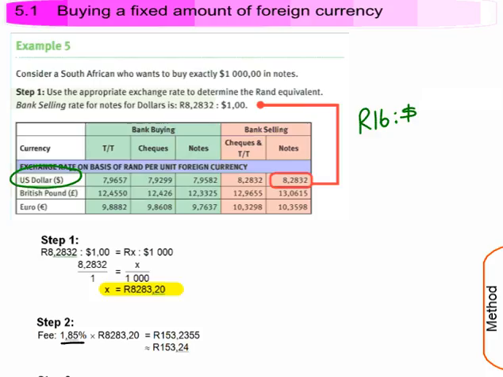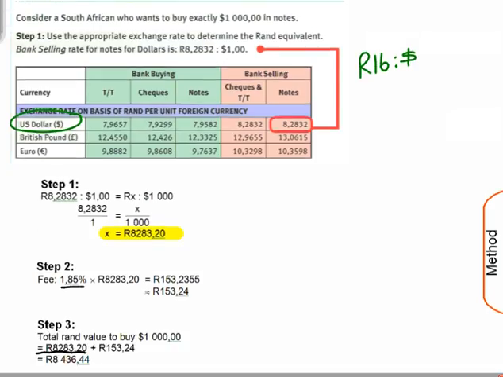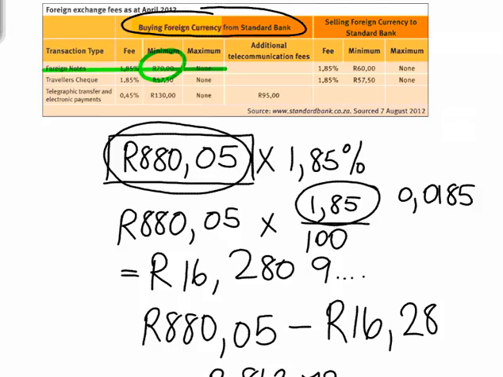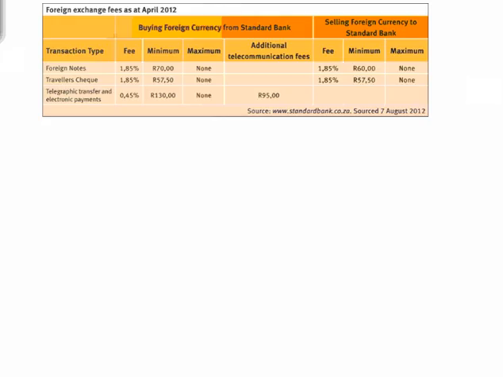But now we've got to add the fee on. So I'm going to take my rand. You take everything from a South African perspective. I'm going to take my fee, which is 1,85, times it by the amount of rands it's going to cost, and it will be 153.24. Go back to your table and check. The bank is selling to us. So the bank is selling. There is a minimum, I want notes, there's a minimum of 60 rand and there is no maximum.